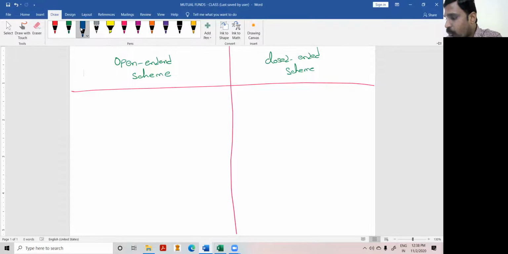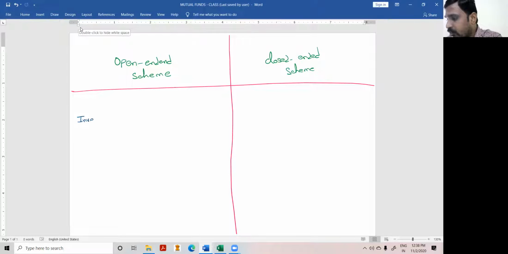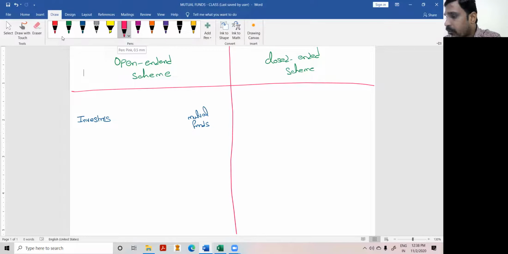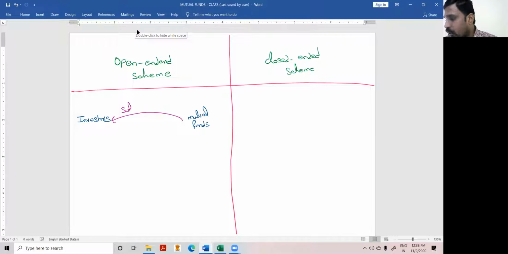In case of open-ended scheme, between investors and mutual fund, investors can subscribe to the units at any time. This is subscription of units. Next, redemption of units, nothing but purchase of units and sale of units. But the appropriate terminology is subscription of units and redemption of units.